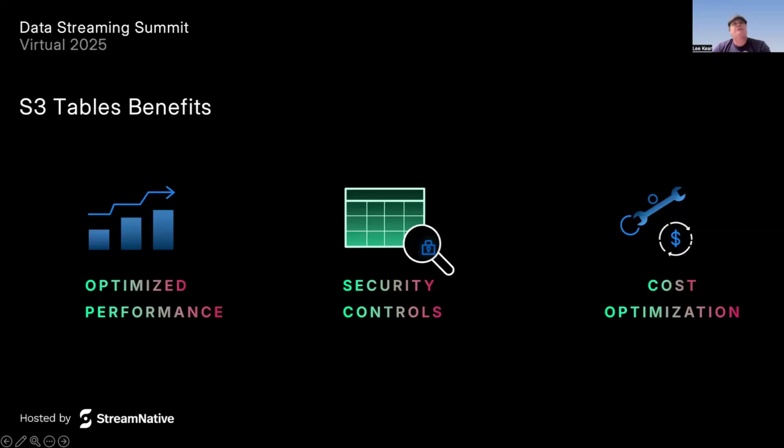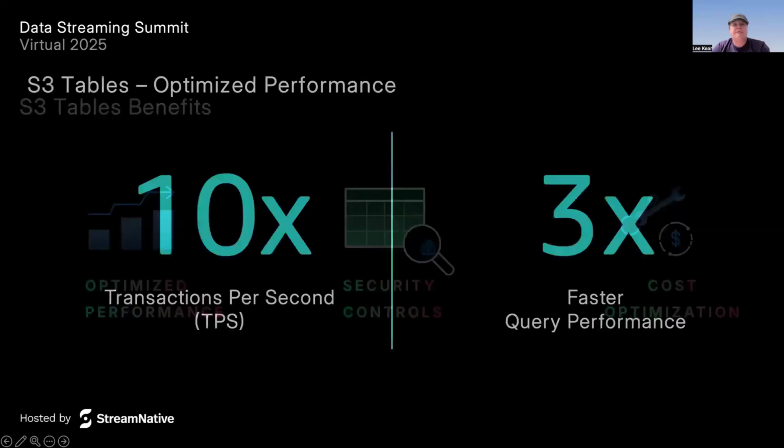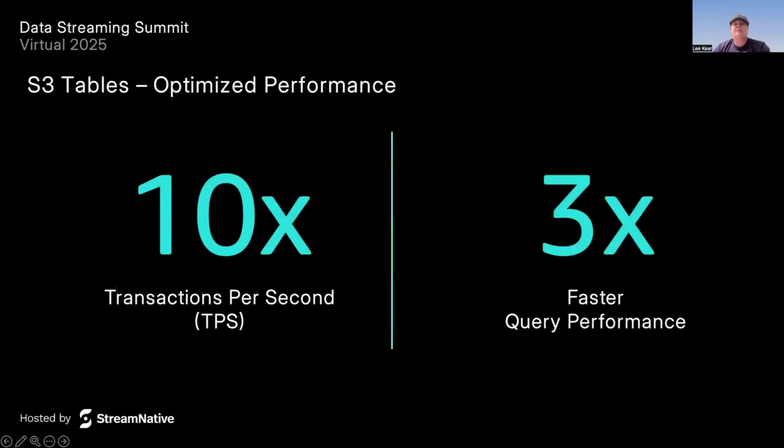With S3 Tables, which is a fully managed solution, we provide optimized performance, simpler security controls, and automatic storage cost optimization. With S3 Tables, you get up to 10 times the transactions per second, or TPS, out of the box when compared to prefixes in general purpose buckets. This combined with automatic compaction that runs in the background to consolidate your data files means you can get up to 3 times faster query performance with S3 Tables.